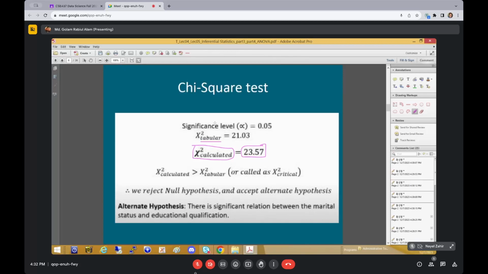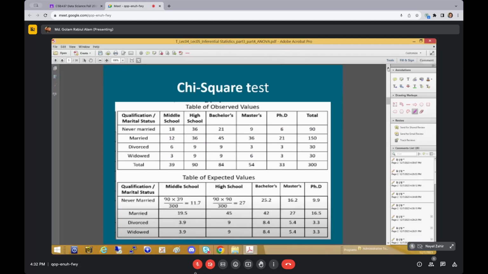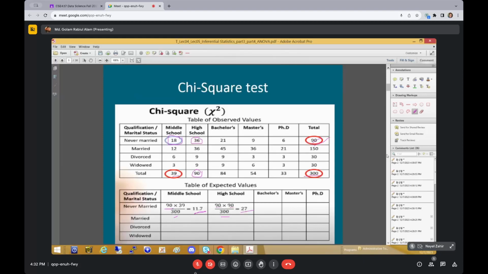Now you have to find the chi-square tabular value or critical point. If we consider our significance level alpha, then we have to find this value in our table. But to find this value, we also need to know the degree of freedom. To calculate it, we see how many categories there are: middle school, high school, bachelor, master's, PhD. So total 1, 2, 3, 4, 5.